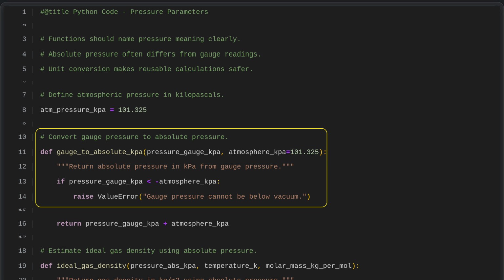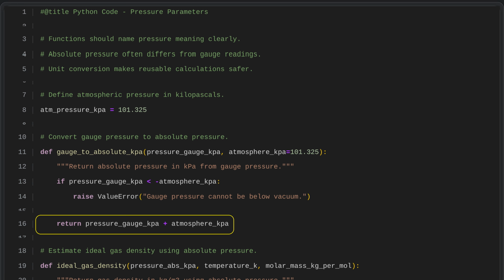This pressure conversion function changes gauge pressure into absolute pressure using atmospheric pressure with a standard default value. It first checks that the gauge pressure is not lower than negative atmospheric pressure, because that would imply a pressure below vacuum. If the value is physically impossible, the function raises an error instead of continuing. Absolute pressure is found by adding gauge pressure to atmospheric pressure. This matters because gauge pressure is measured relative to the atmosphere, while absolute pressure represents the total pressure exerted by the gas, which is needed for accurate scientific and engineering calculations.